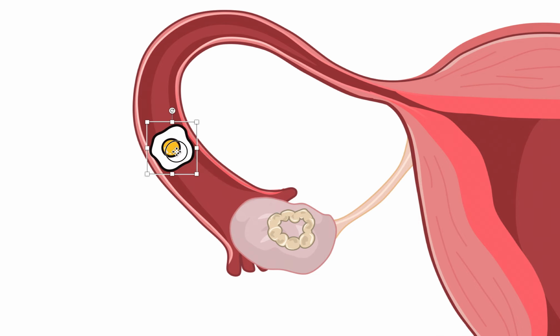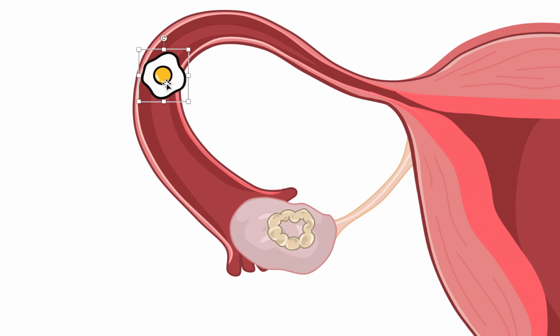So the egg is released once a month, right? Once a month. Now the egg has the potential to become fertilized by a sperm, right? If a sperm enters the female, okay? Now, an egg can become a baby if a sperm is present, right? So the female's body has to prepare for that scenario.